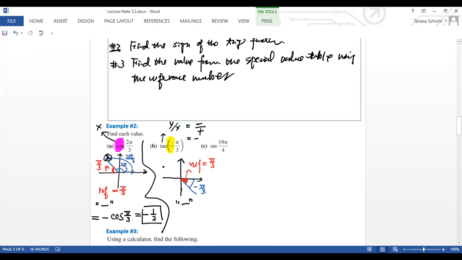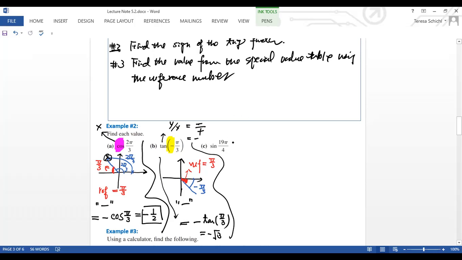Now let's write this one to see what it equals. It's equal to a negative, because I found the sign of the tangent, and the reference angle is pi over 3. Then you use your special table to find pi over 3, and what it will give you is negative square root of 3. That's good. You always follow the same steps.